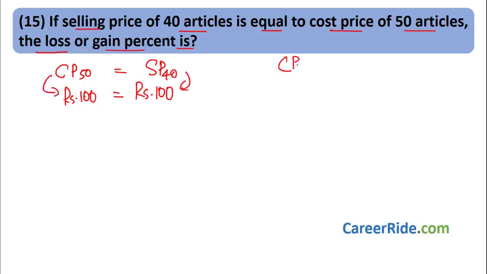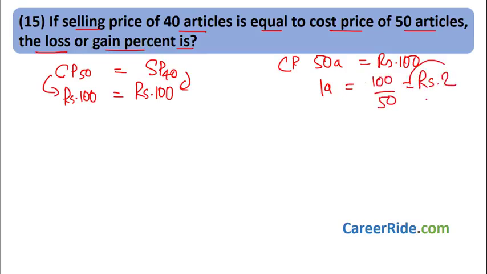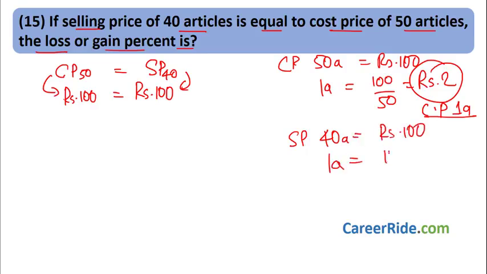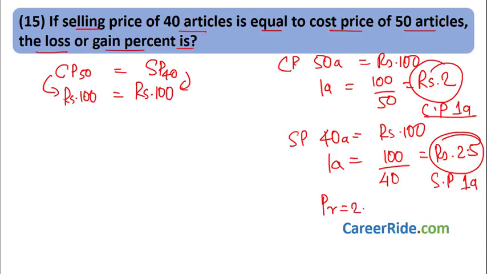Now what have they given? Cost price for 50 articles is rupees 100. So one article costs how much? 100 upon 50 equal to rupees 2. This is the cost price for one article, right? Selling price for 40 articles is the same, that is 100. So one article is sold for how many rupees? Divided by 40, rupees 2.5. This is the selling price for one article. What is the profit for each article? Selling price 2.5 minus the cost price, that is rupees 0.5 is the profit for one article.